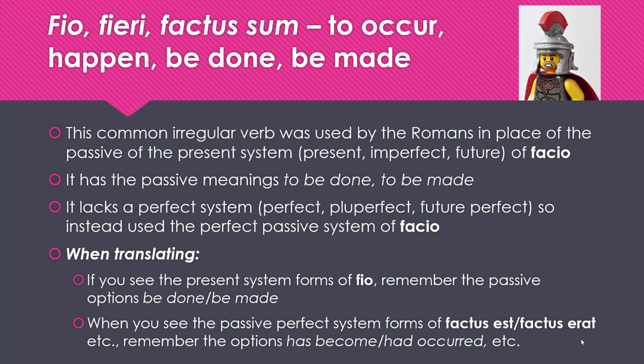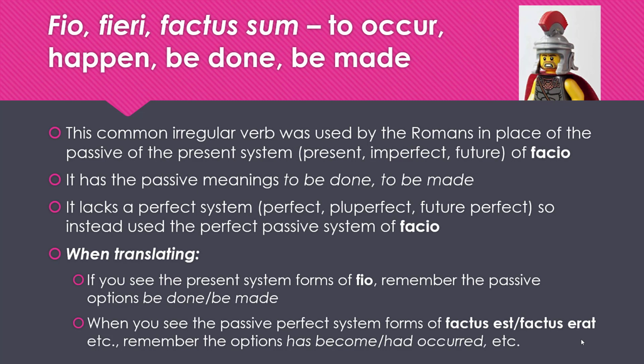Now the last part here is just to see the irregular forms of fio. And really we're going to talk about the present, the imperfect, and future indicative, and then the present and imperfect subjunctive is really all that you're going to see here. All the other forms are regular because in the perfect system, it's just facio's perfect passive system, and that's fine, right? That's completely regular. You should already know it. It's factus plus your forms of to be, present, and perfect future. So that's not too bad.